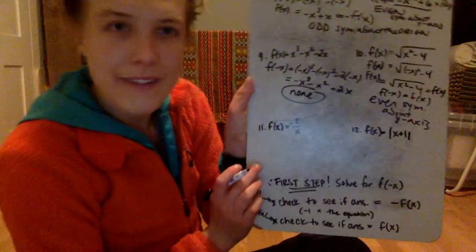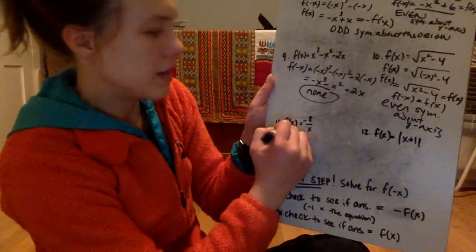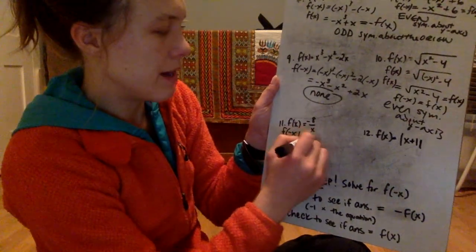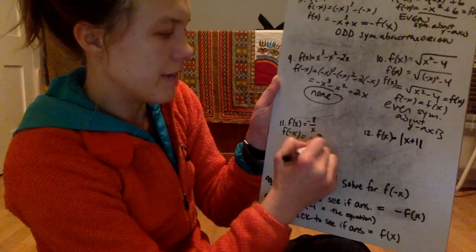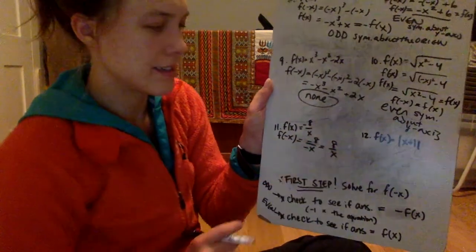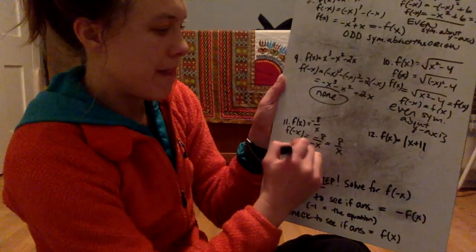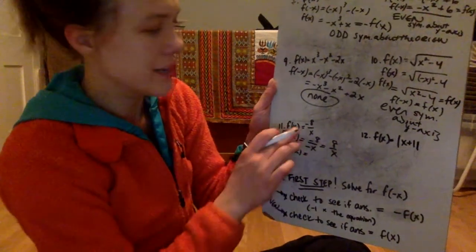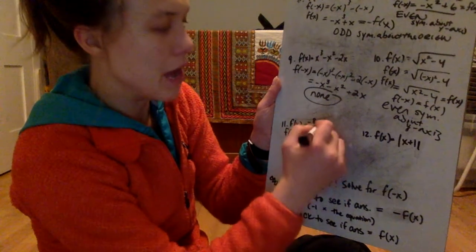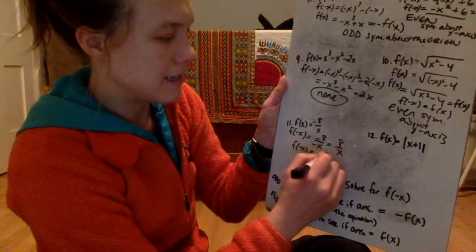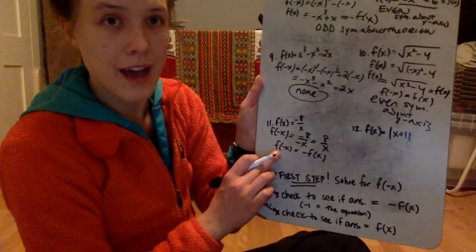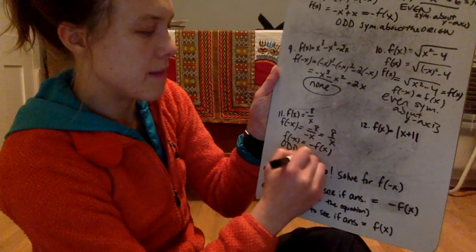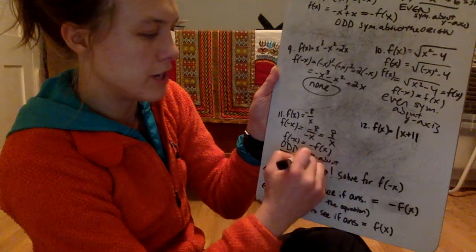In number 11, I have negative 8 over x. So first step, solve for f of negative x. I plug this in. Negative 8 over negative x equals 8 over x. So I have f of negative x equals the original equation times negative 1, because negative 8 over x times negative 1 equals positive 8 over x. So I have f of negative x equal to negative f of x. This is odd and symmetrical about the origin.